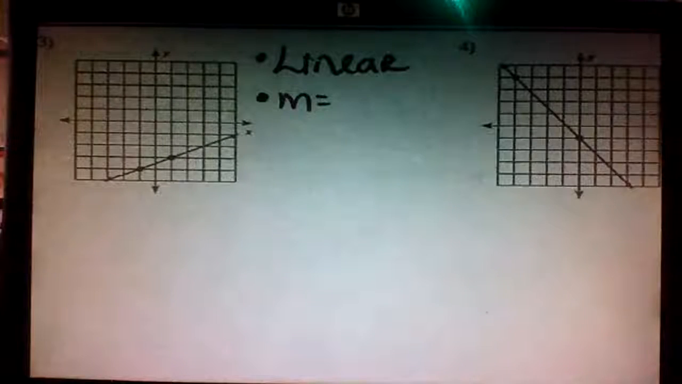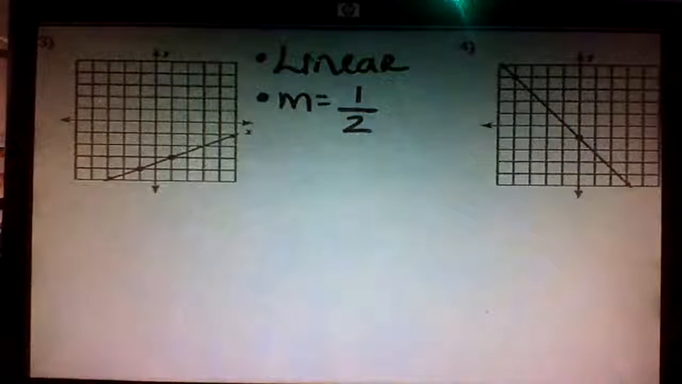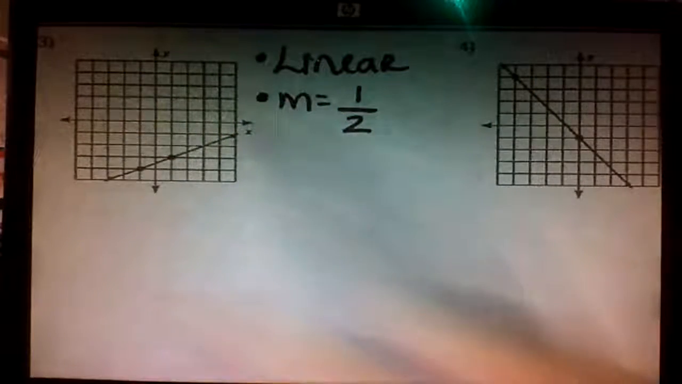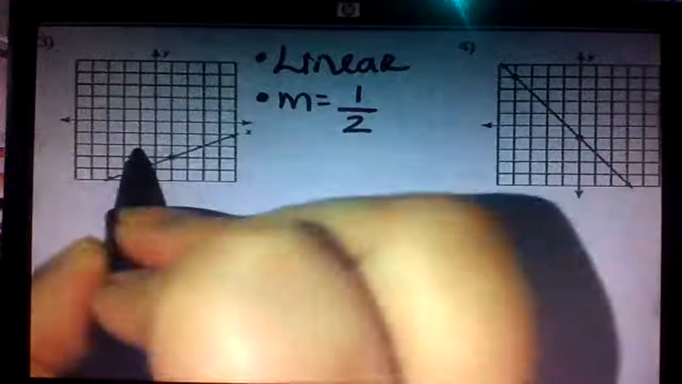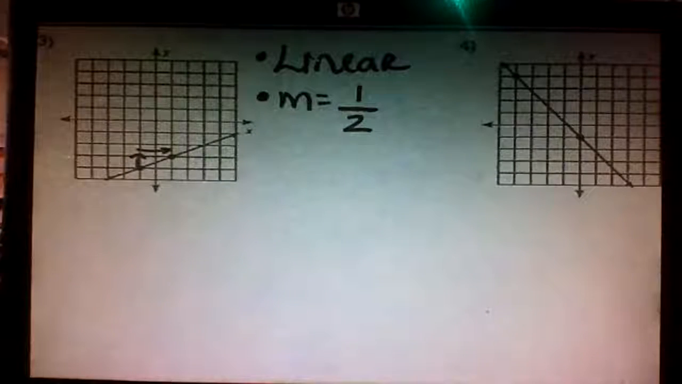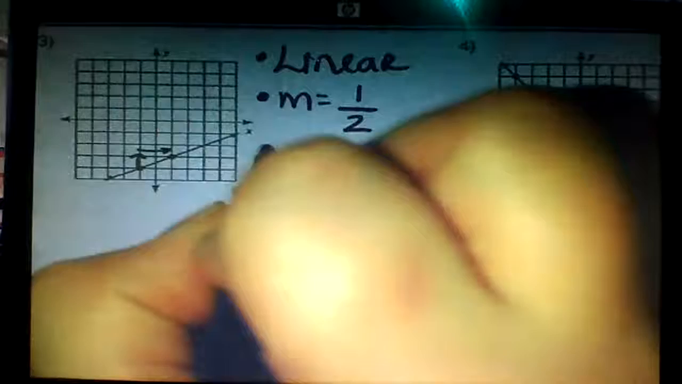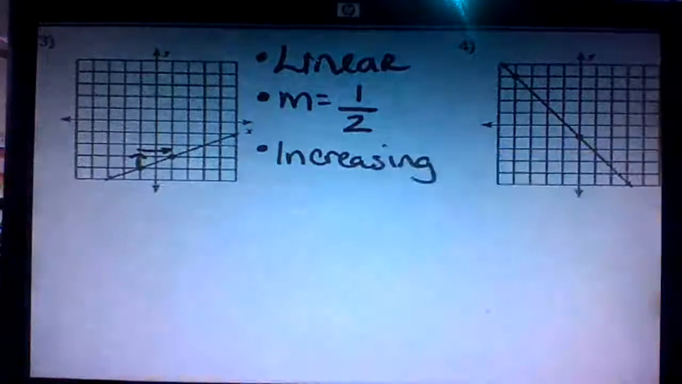What's my slope of this line? Positive one over two. 1/2. Okay, again, to get from this point to this point, I'm going up by one and to the right by two. What else do we know about this graph? It's positive, so it's increasing. If my slope is positive, we automatically know it's increasing.